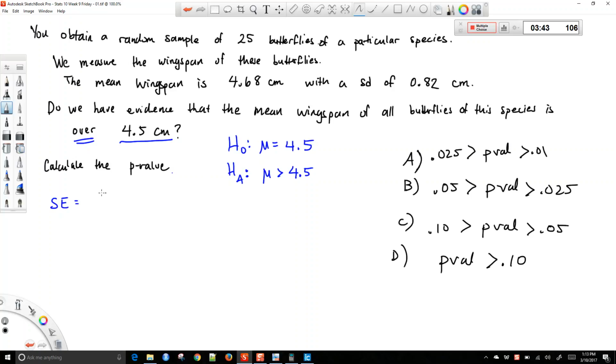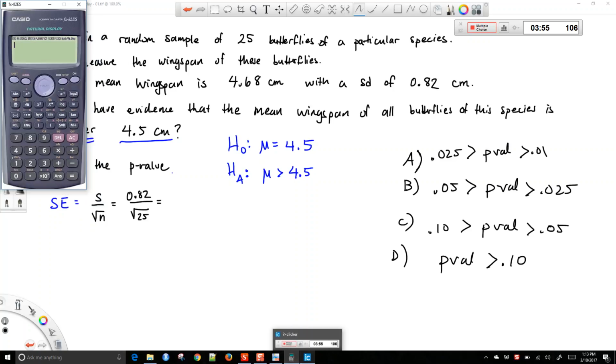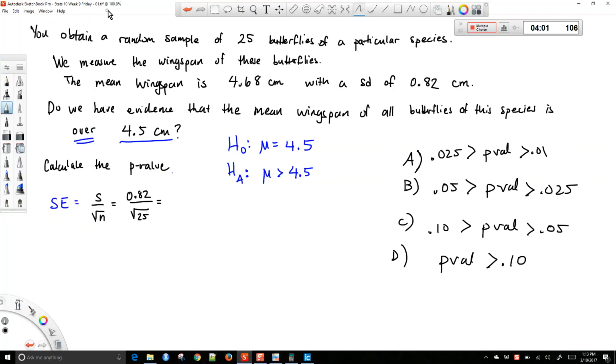But, okay, standard error. We're going to do s divided by the square root of n. So I have 0.82 divided by the square root of 25. My standard deviation, 0.82, divided by 5, I have 0.164. This is my standard error. So far, so good? Okay.